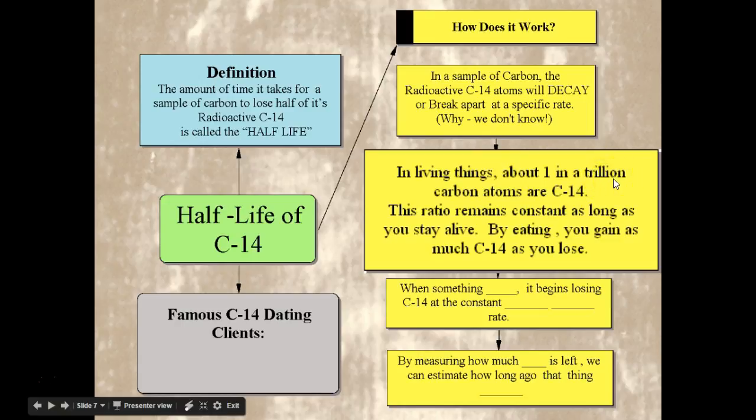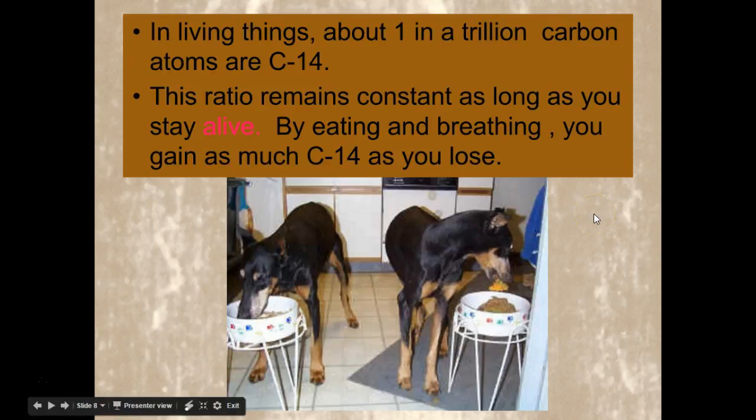So, in living things and in the atmosphere, the ratio is about the same. About 1 in a trillion carbon atoms are C14, and it doesn't do anything to us when we have it in our bodies. They're just there, and they eventually break down over time. The ratio stays the same or constant as long as you stay alive. By eating food, you're gaining as much C14 as you're losing. So our pups here are keeping the C14 at the same rate.